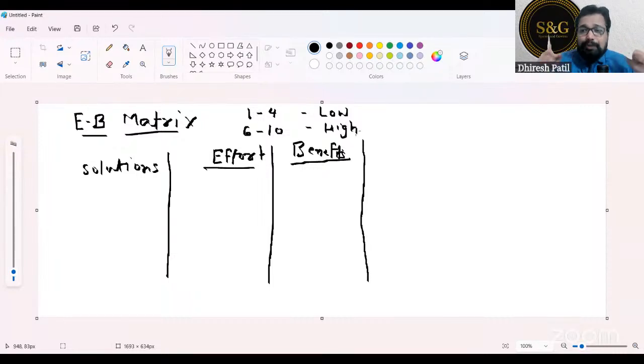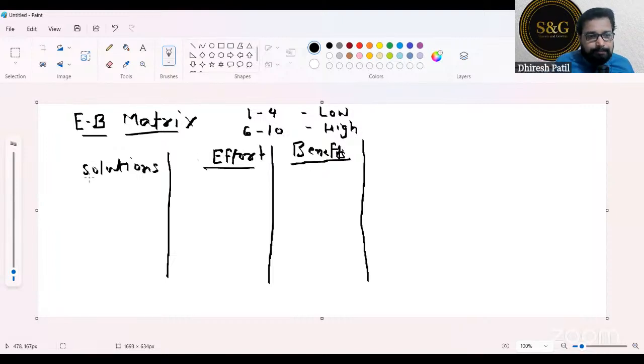On the scale of 1 to 10, let's say, when I say effort on implementing a solution, effort meaning the cost, the time, the resources, all this combined, it is called the effort to implement a solution.